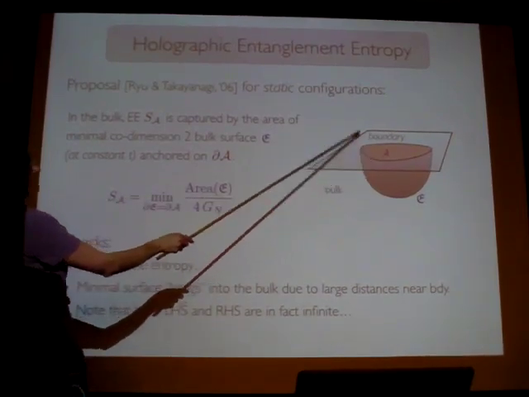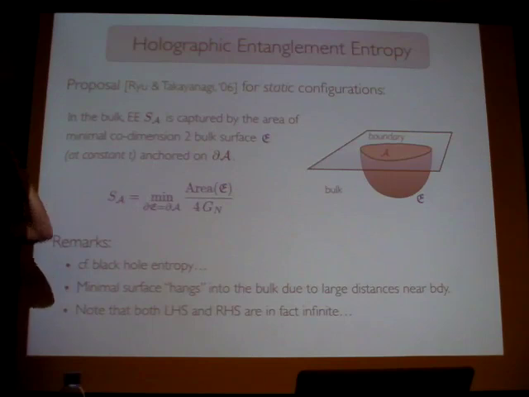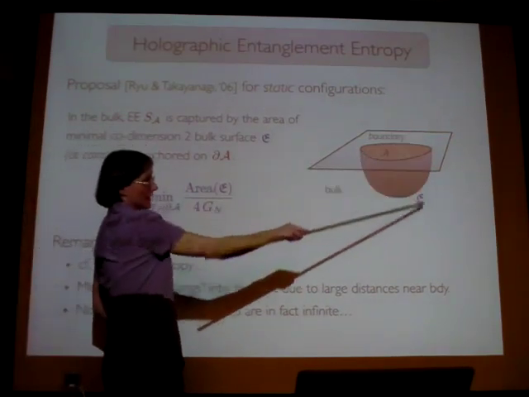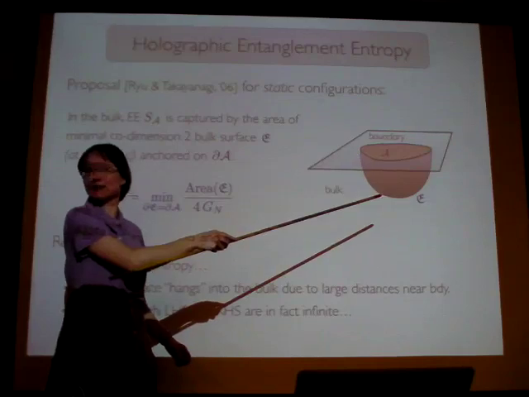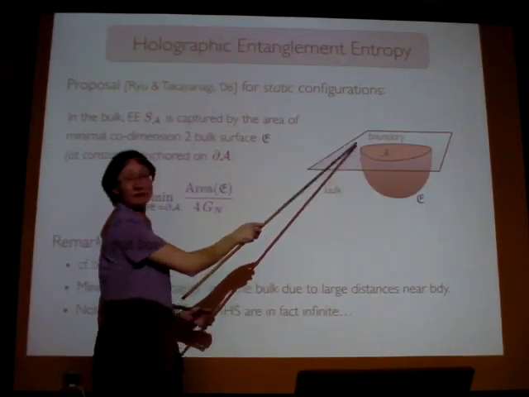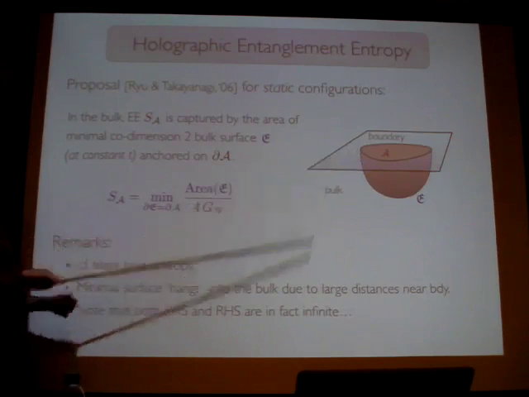Now, in all the pictures I have been showing so far, I have been drawing the boundaries at some finite distance, just to fit it into the picture. But of course, in reality, it's infinitely far away. And so the surface wants to hang into the bulk like this and reach the boundary perpendicularly, just to minimize the amount of time it's in this infinite region. And that also means that its area is infinite.